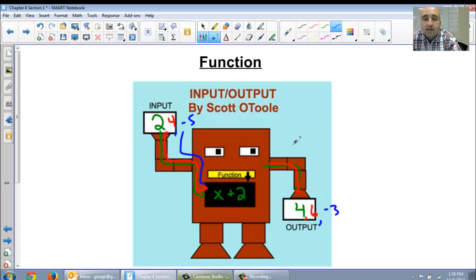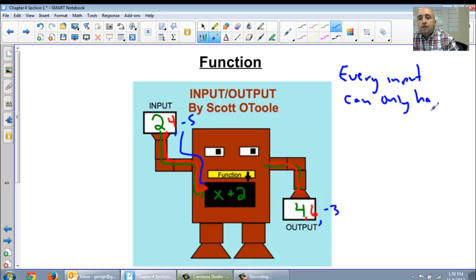Now the question is, every input can only have one output. So is there any way that I throw a number into my machine and get a totally different number out 2 different times? So what is the only answer to when I throw in a 2? 2 plus 2 is 4. 2 plus 2 has no other answers other than 4. So this is a function.